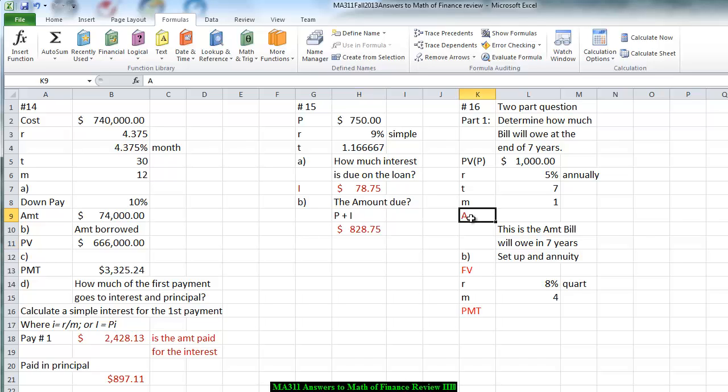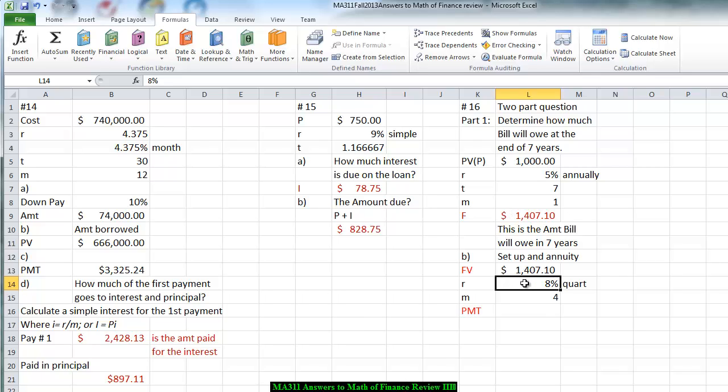So therefore, the amount that he is going to owe at the end of the 7 years is going to be equal to the principal times, open parentheses, 1 plus the interest rate divided by 1, just to keep everything uniform. And we have the N is the same as the T because 7 times 1 is 7. And that tells us he's going to owe $1,407.10. Now, basically, this $1,407.10 is the future value. So I clicked equals and I just copied the formula.